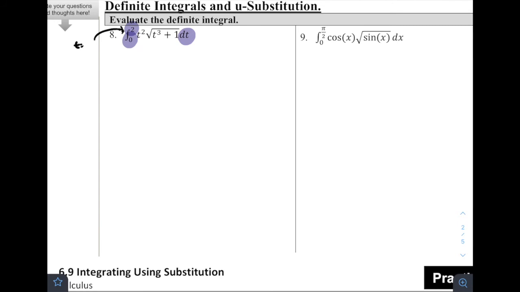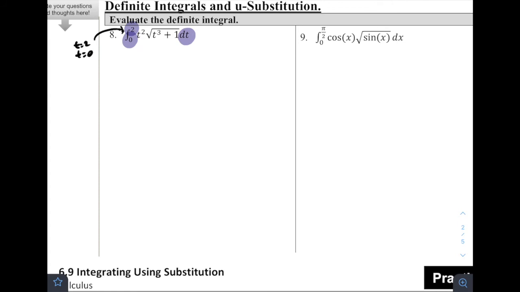So t equals 2 and t equals 0 are those. Because the integral and then that dt are working together, they're identifying what variables we're talking about here. Now that's going to be useful for us later because we're going to be changing the variable to u by doing this u-substitution, and we'll see what happens.